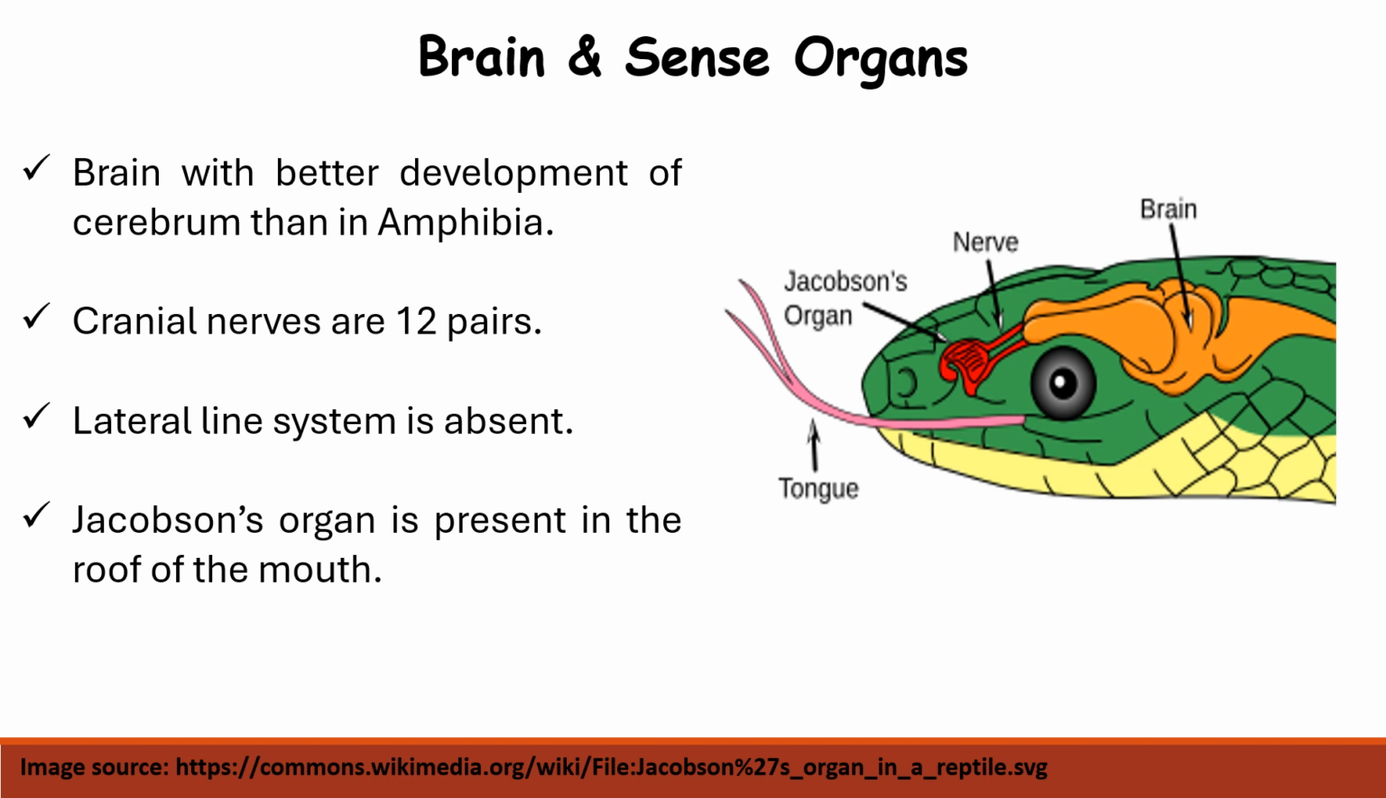Coming to the brain and the sense organs in reptiles, the brain is much more developed compared to the previous class, Amphibia. That means the cerebrum of reptiles is very well developed compared with amphibians. Reptiles have 12 pairs of cranial nerves. The lateral line system is almost completely absent in reptiles.